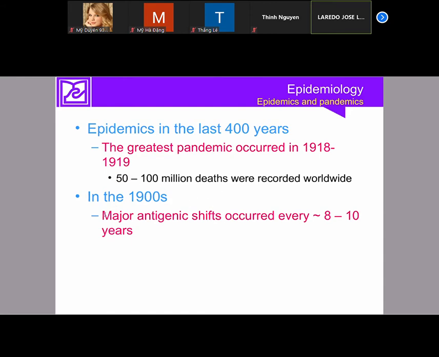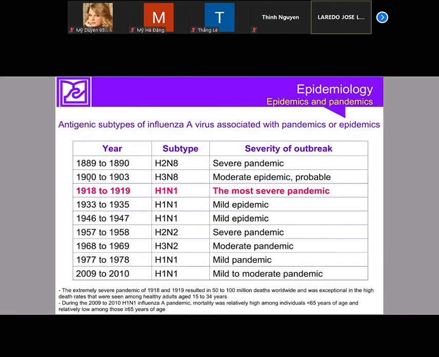As I told you before, the most important antigenic shifts appear every 8 to 10 years. The last one was in the year 2009. So this is a list with the most important epidemics and pandemics in the last 100 years. And the worst one was this. This pandemic 100 years ago was caused by an H1N1 influenza A strain.